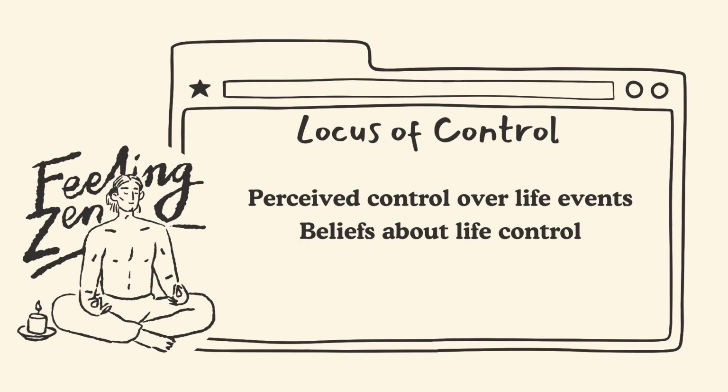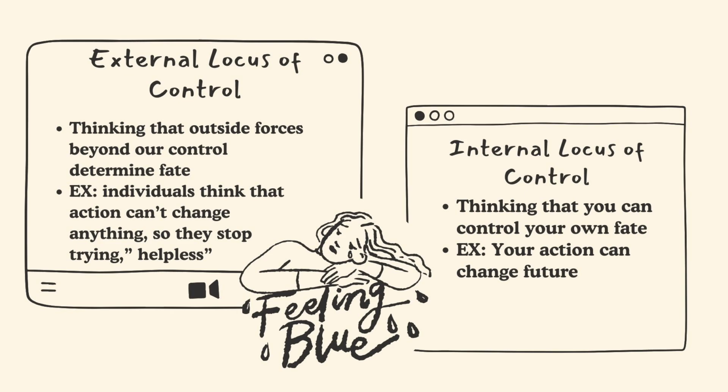Locus of control. This is perceived control over life events, or in other words, beliefs about life control. There are two kinds of locus of control. The first one is external locus of control. This is thinking that outside forces beyond our control determine fate, or you can say a situation of helplessness. For example, individuals think that no action can change anything, so they just stop trying. If you believe that you are going to fail the exam, you stop studying, and this will definitely cause you to fail the exam because you didn't take any action.